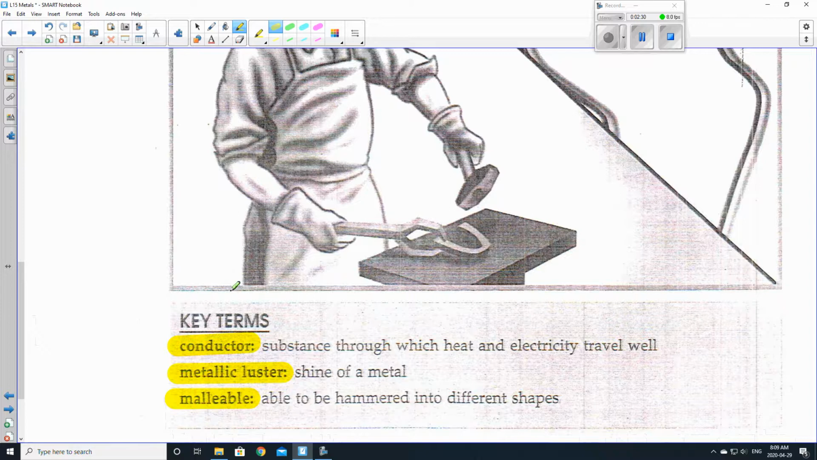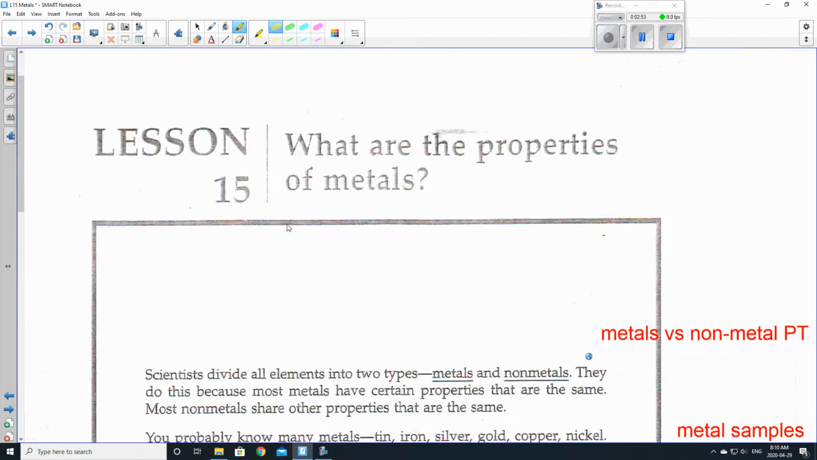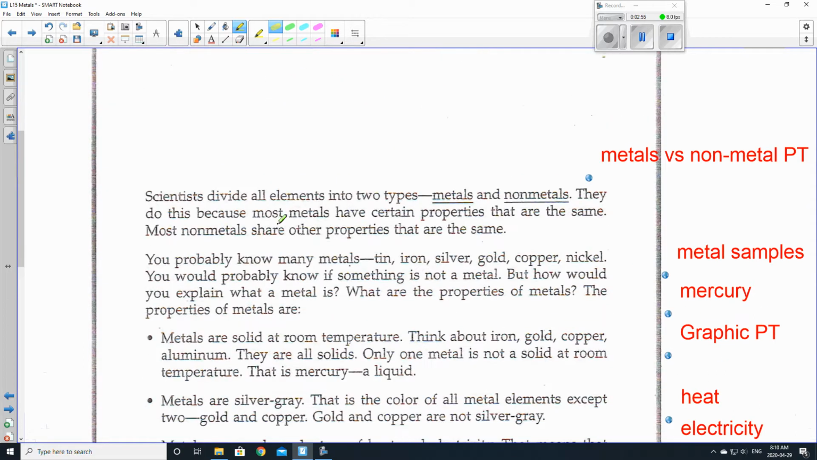The other key term is metallic luster, or luster. If you remember, it's the opposite of dull, so shiny versus dull. The shine of a metal is called metallic luster. And then malleability: if something is malleable, it can be hammered into different shapes. Okay, so let's get into some more of this text.